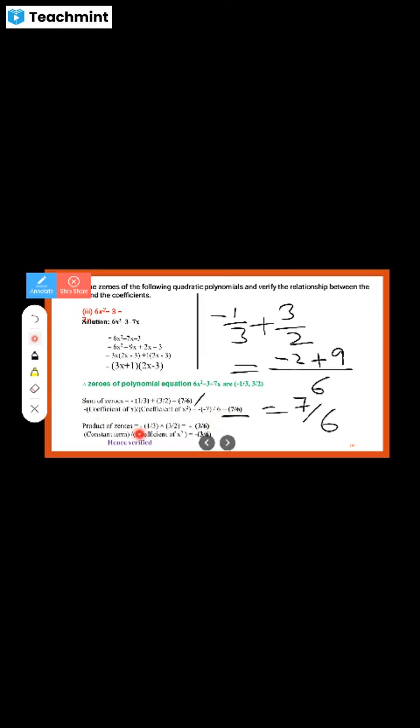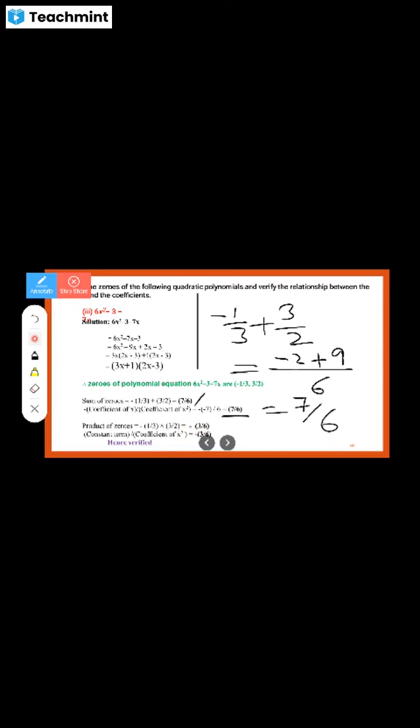Now the product of zeros. Zeros means minus 1 by 3 into 3 by 2. So minus 1 by 3, minus becomes common. 1 into 3 is 3, 3 into 2 in the denominator is again 6. So minus 3 by 6.